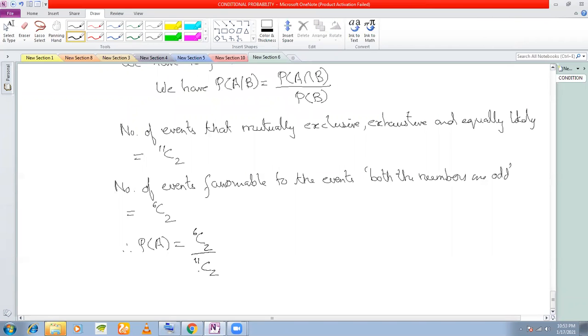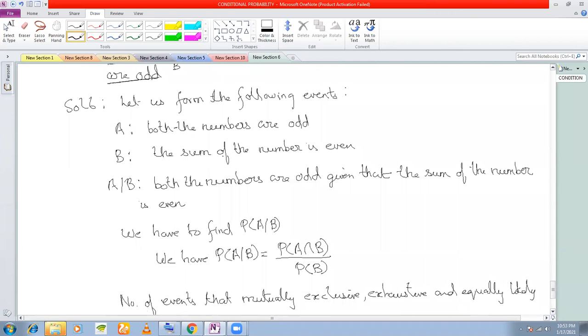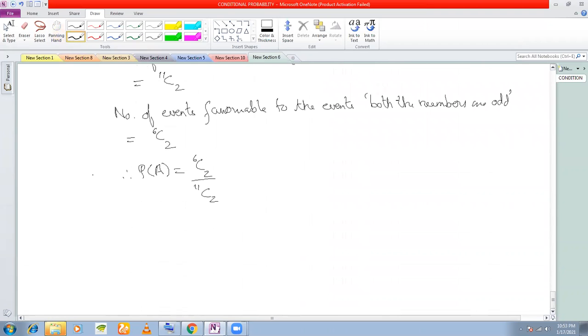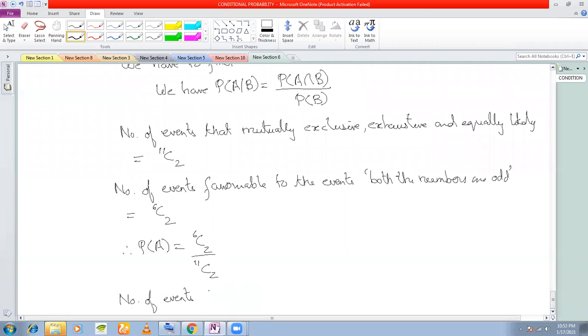Now let us proceed to find out P(B). The sum of the numbers is even. See the event: sum of the numbers is even. Number of events favorable to the event.